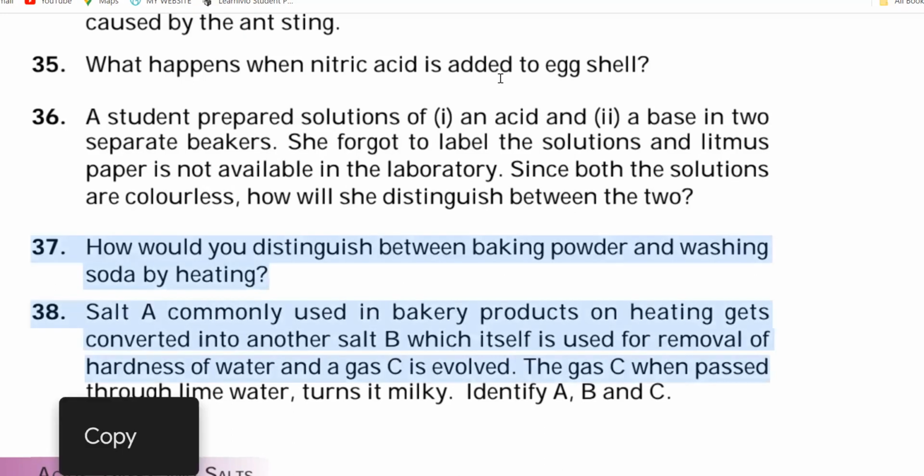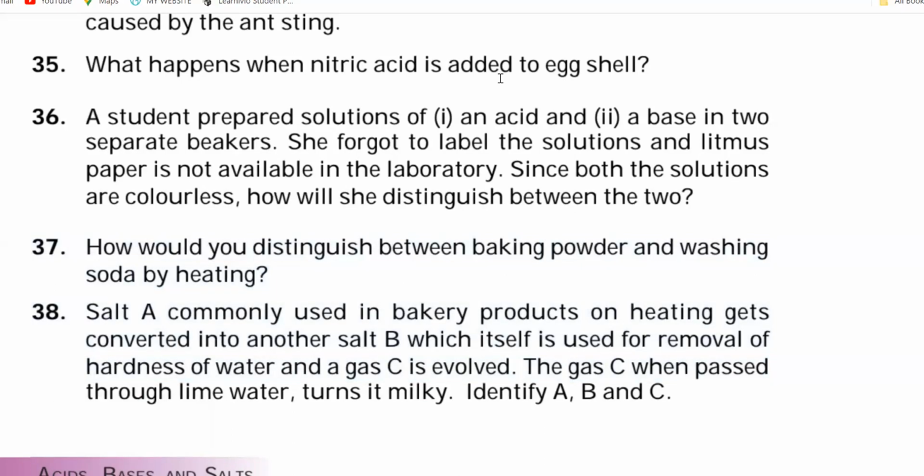Okay. Do question number 37. What is question number 37? What's the answer for question number 37? Question number 37.